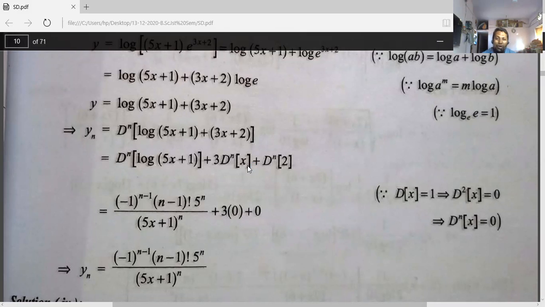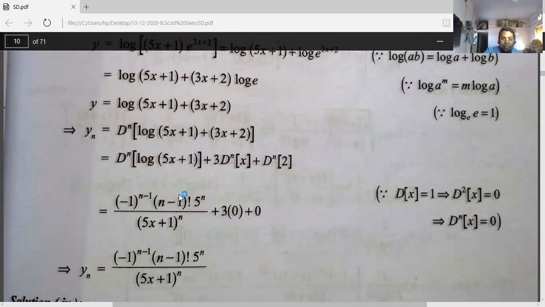Any number of components, 3, 4, 5, 6, you can apply in the same format. Here one component is there, here two components are there. 3x plus 2 you can write separately without brackets. Now, how many components are there? 1, 2, 3 components are there. You are applying d to the power n for the 3 components one by one.